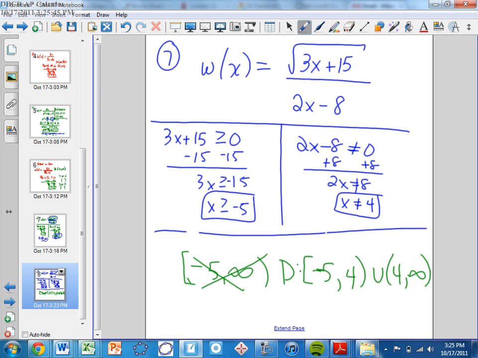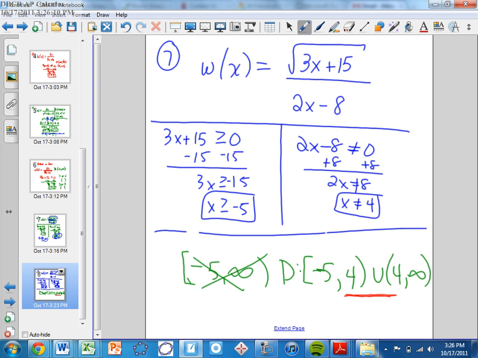Again, we go from negative 5 all the way to 4, but when we get to 4, 4 is not included. So we put our parentheses, we pick up again at 4, and go all the way to infinity. So how is 4 not included? Again, this shows that 4 is not included, because it goes up to 4, parentheses, not including 4, starts at 4, not including 4, parentheses, all the way to infinity.